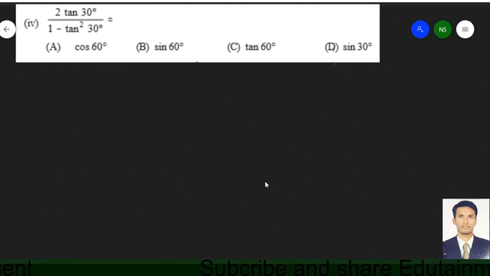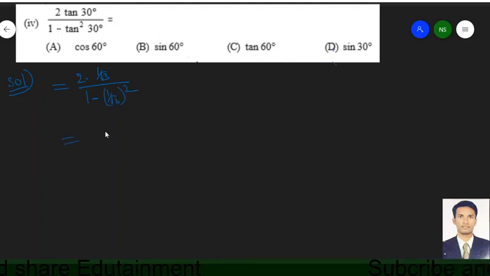2 tan 30, they gave into the part of solution. 2 tan 30, 2 into tan 30 is sin 30 by cos 30, so we will get 1 by root 3 divided by 1 minus tan 30, 1 by root 3 whole square. So let us simplify this. 2 by root 3 whole divided by 1 minus, if we split the square to both the numerator and denominator, we will get 1 by 3.